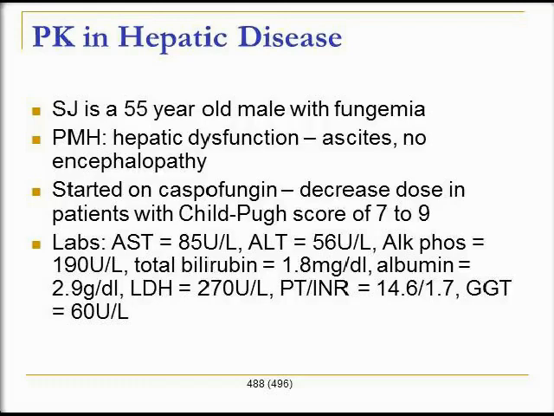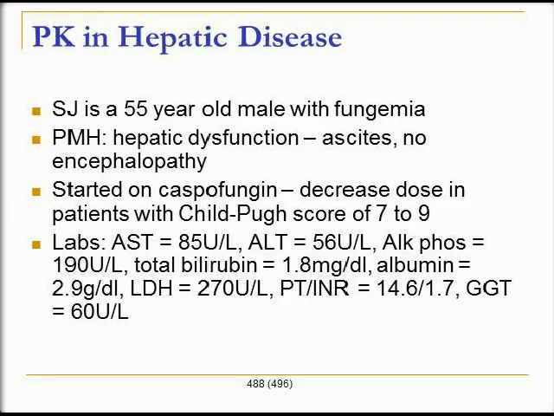All right, moving on to pharmacokinetics then in hepatic disease. So this is SJ. SJ is a 55-year-old male with fungemia. And past medical history with SJ is that he has hepatic dysfunction. And he now presents with a small amount of ascites, but he is not encephalopathic.